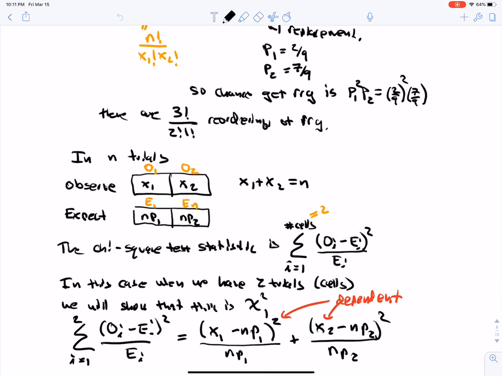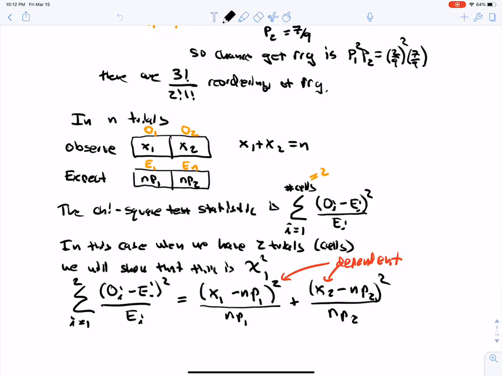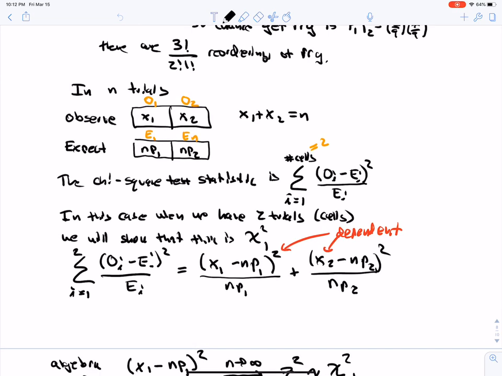And the chi-square test is defined as summing over the number of cells going horizontally. So it's i equals 1 to 2 in this case. There are 2 cells, there are 2 outcomes. So it's (Oi minus Ei) squared over Ei. And so I've written this out here. We have two terms, and these terms are dependent because x1 and x2 add up to a fixed constant n.